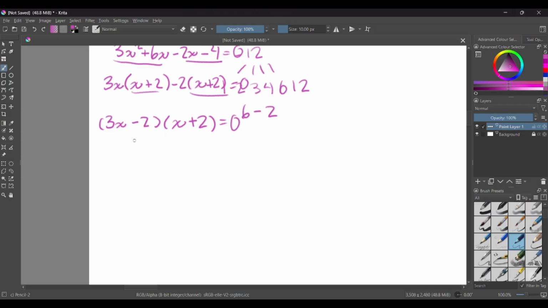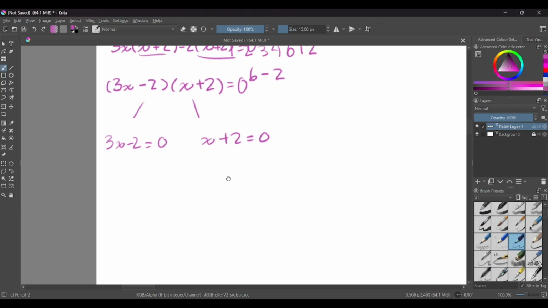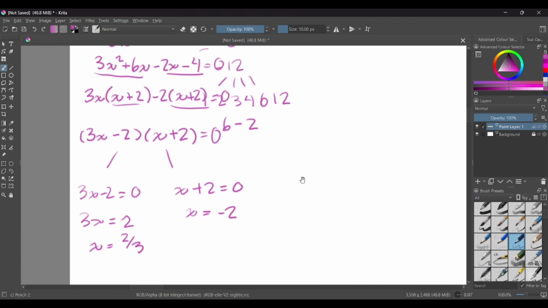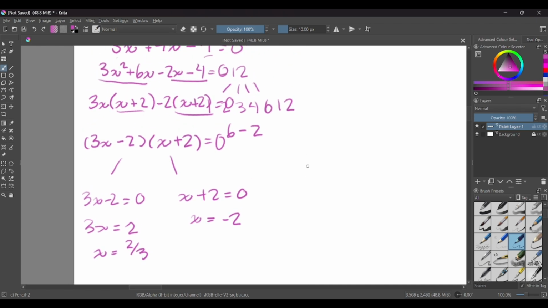Now, because it's equal to 0, you can split these apart into two cases where 3x minus 2 is equal to 0 and x plus 2 is equal to 0. And then you just solve each of these individually. So this would be 3x is equal to 2, x is equal to 2 over 3. And then this one would just be x is equal to negative 2. All right, that was a very fast decomposition.